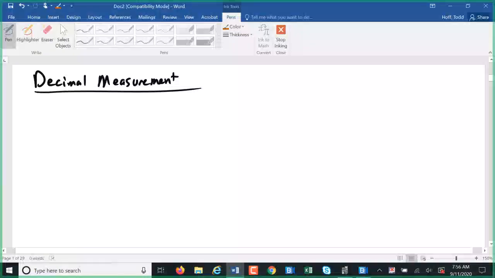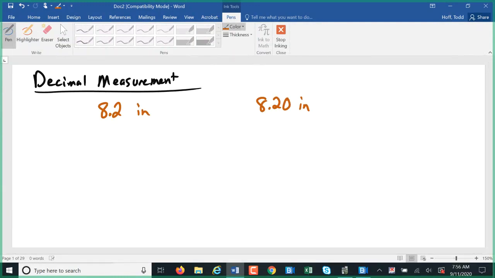Which makes life a little bit easier in some ways, but it's a lot more subtle. You have to really look for it and understand what you're looking at. For example, is there a difference between 8.2 inches and 8.20 inches? Most people would say, nah, it's the same thing.